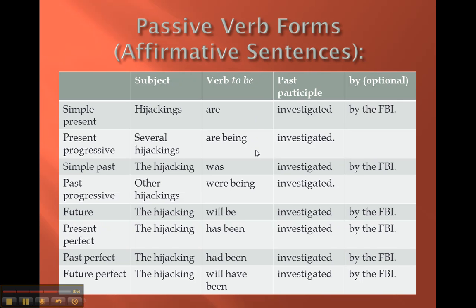Present progressive, right now, several hijackings are being investigated. In simple past, the hijacking was investigated by the FBI. Or in the past progressive, other hijackings were being investigated.